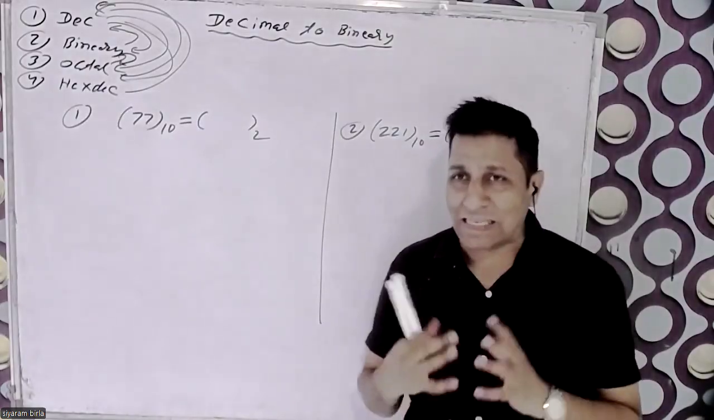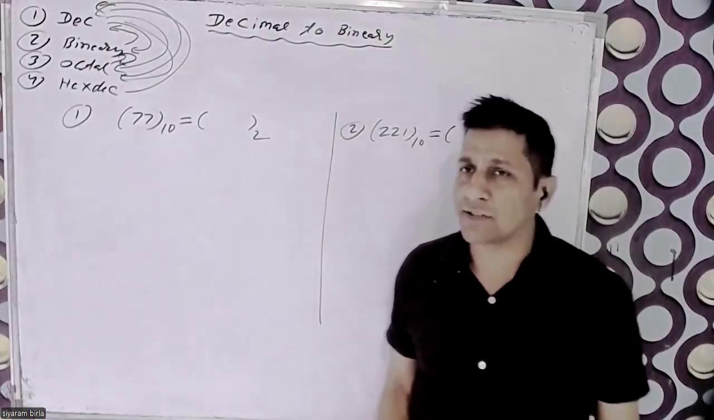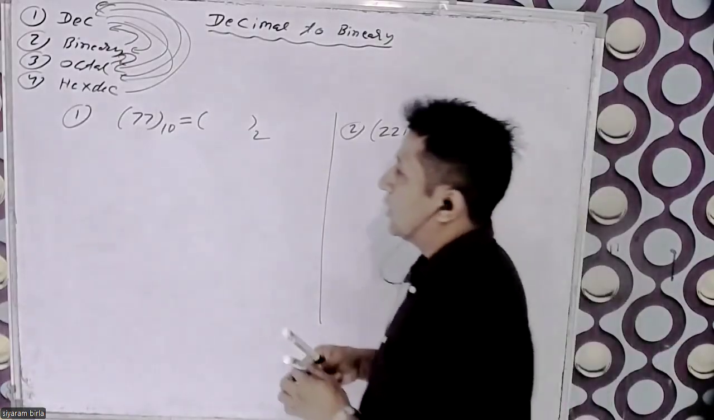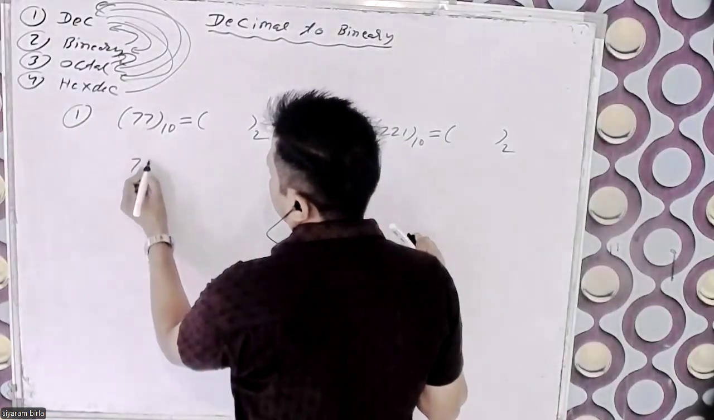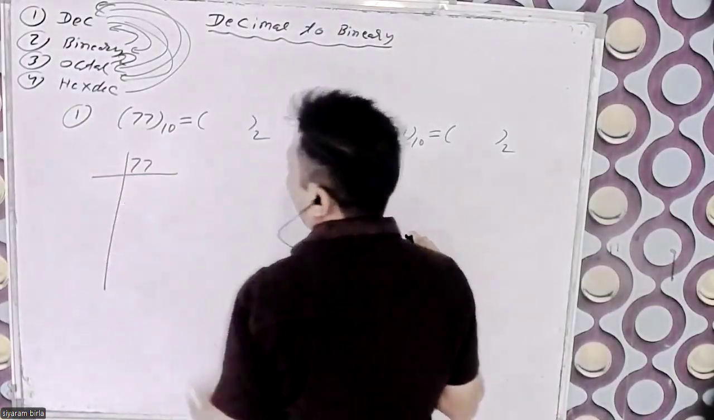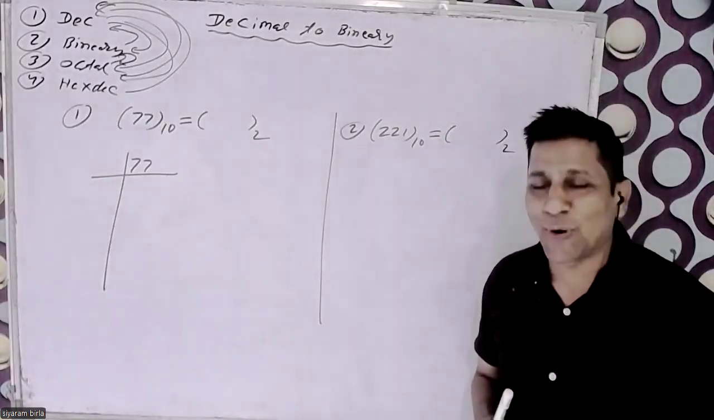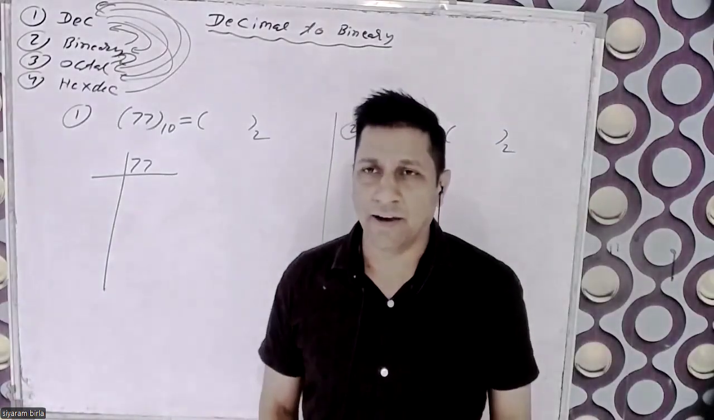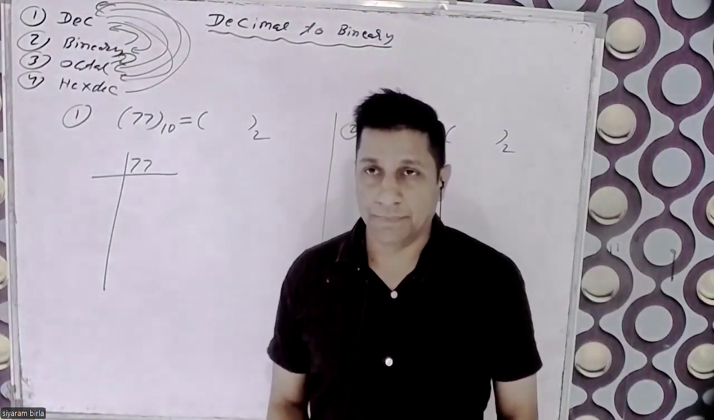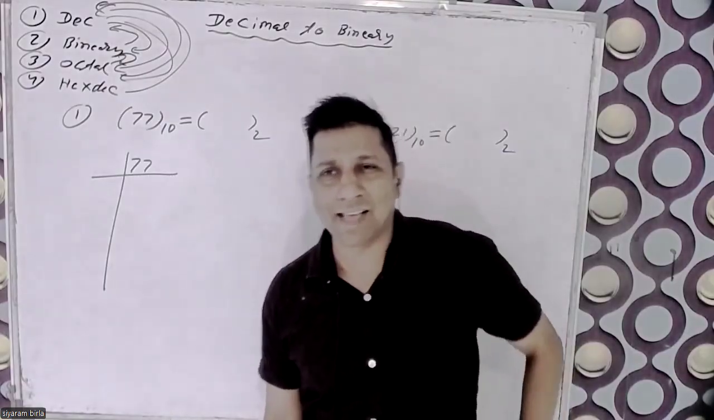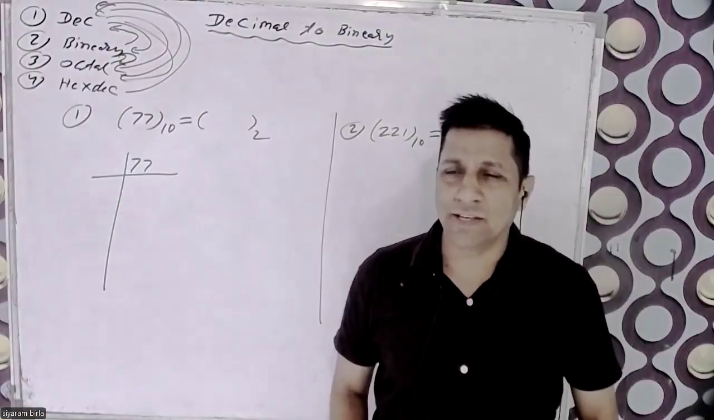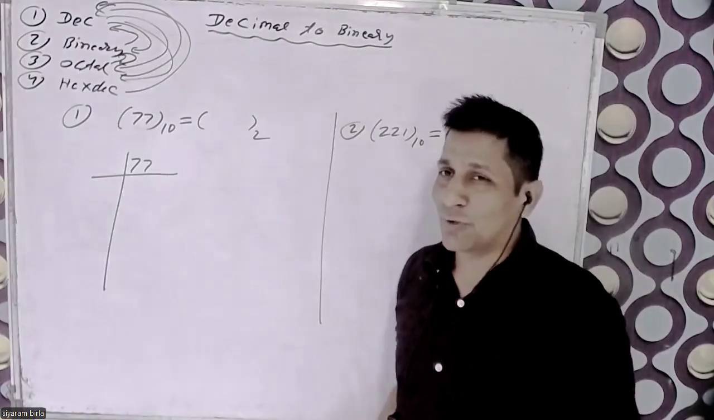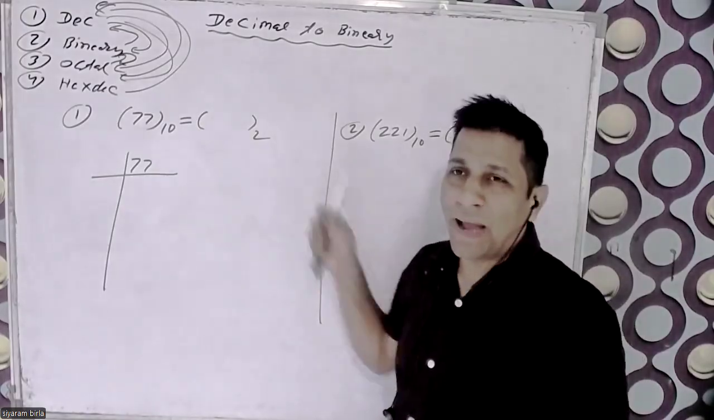The binary base is 2, as I explained in yesterday's class. This is the decimal number I need to convert into binary, so I need to take LCM. You might have studied LCM in the third or fourth class. I need to take LCM to convert from decimal to binary.